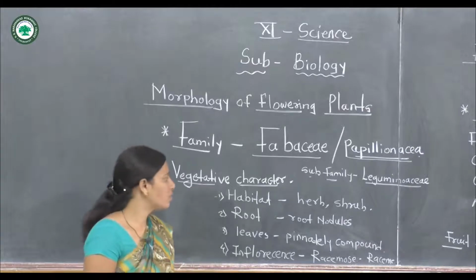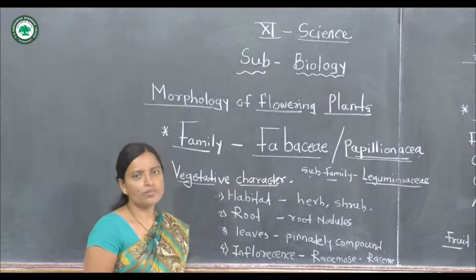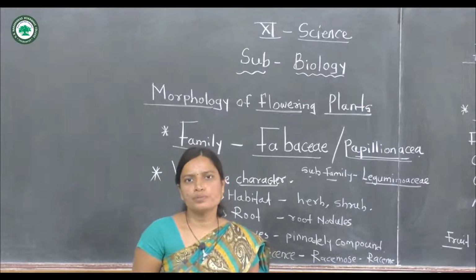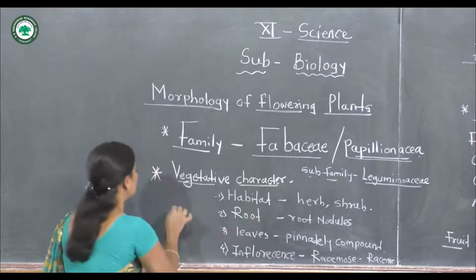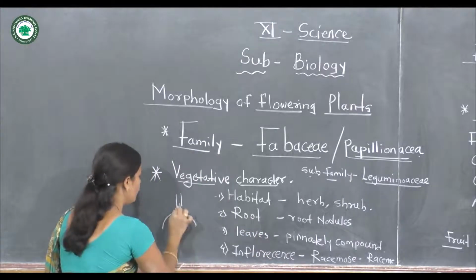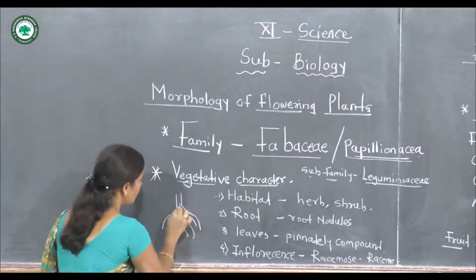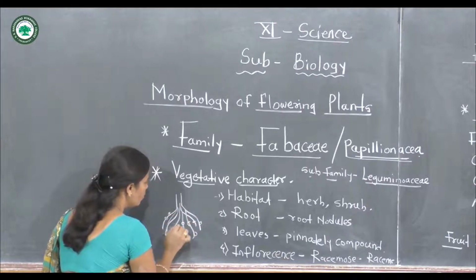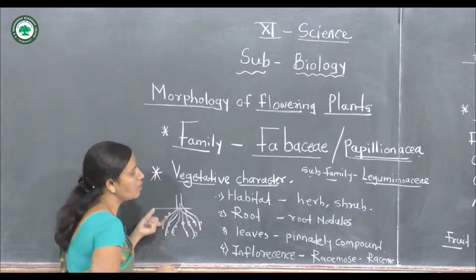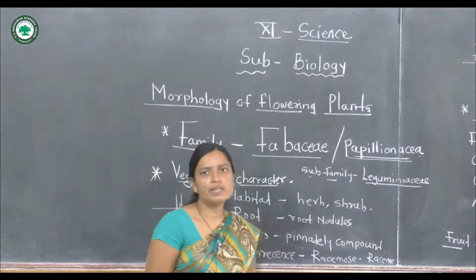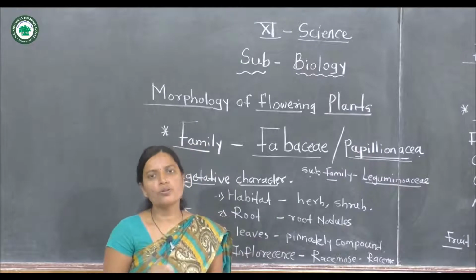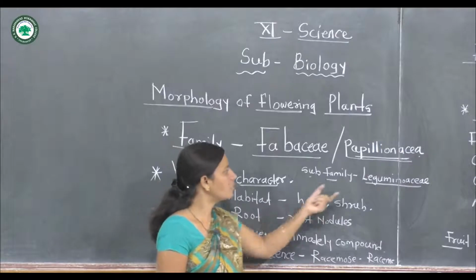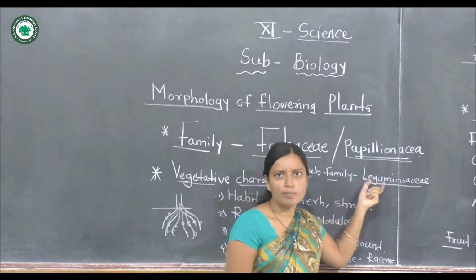Now the next character is the roots. In these families the roots produce nodules. In the leguminous families the roots carry nodules, and these nodules are formed in the roots. This is the most important character of the Leguminaceae family.